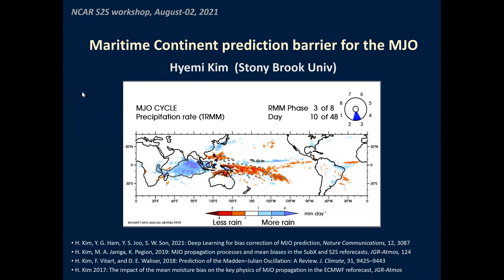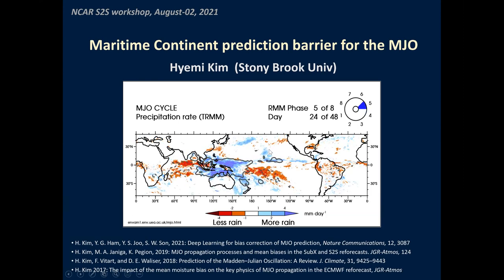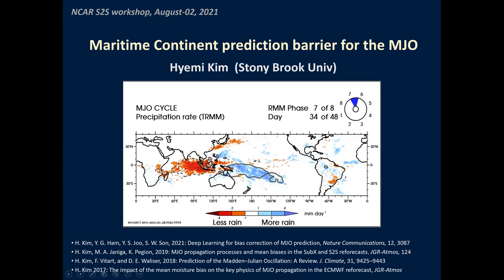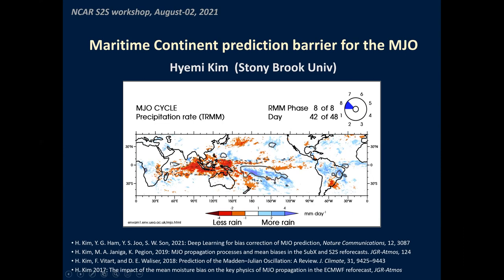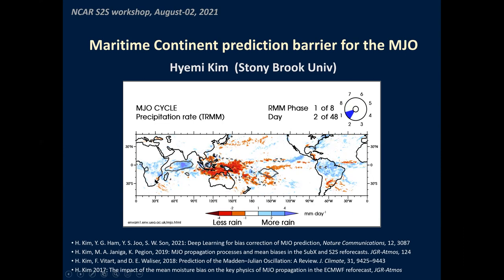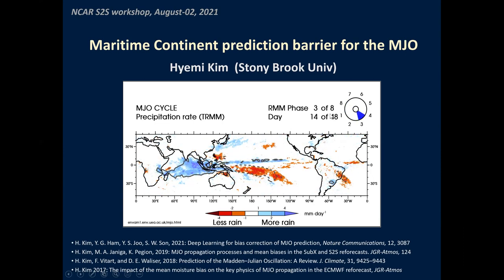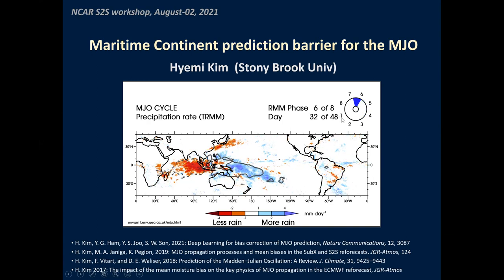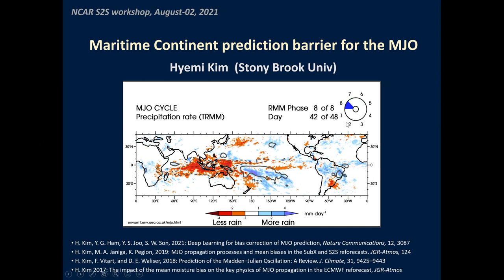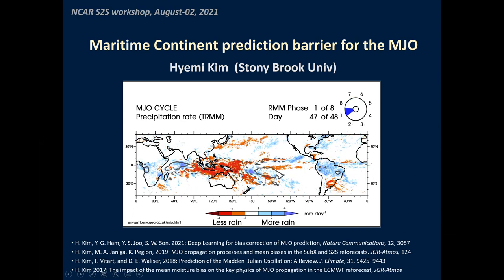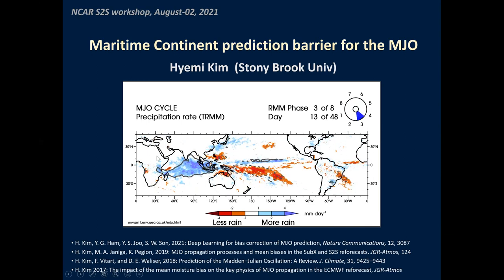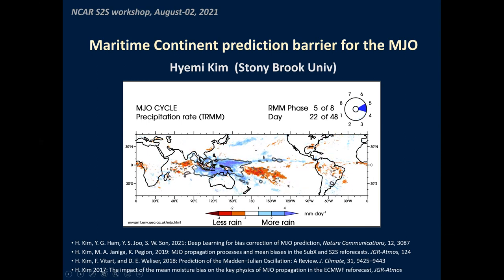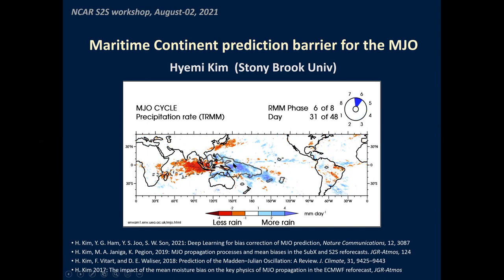So in this talk, I will talk about the maritime continent prediction barrier, and I'm glad that I chose the same animation that Eric showed. So this shows the nice MJO related precipitation. When we separate the MJO into 8 phases, the earlier phases from 1 to 3 represent the MJO in the Indian Ocean, and then in the observation, it propagates through the maritime continent.